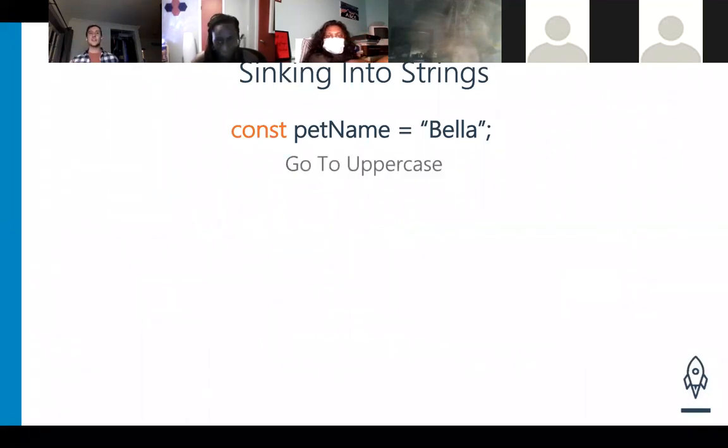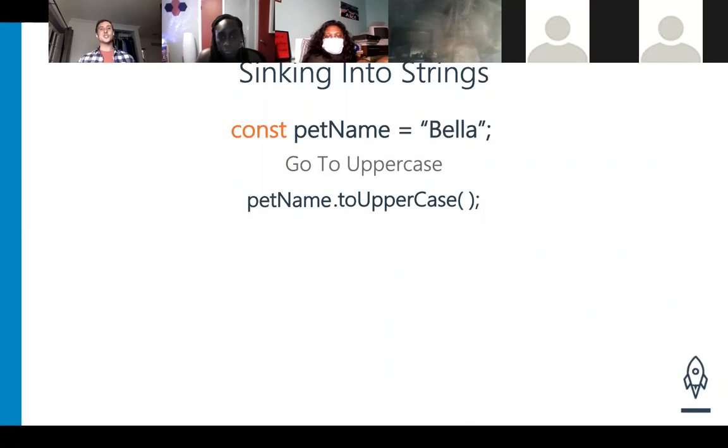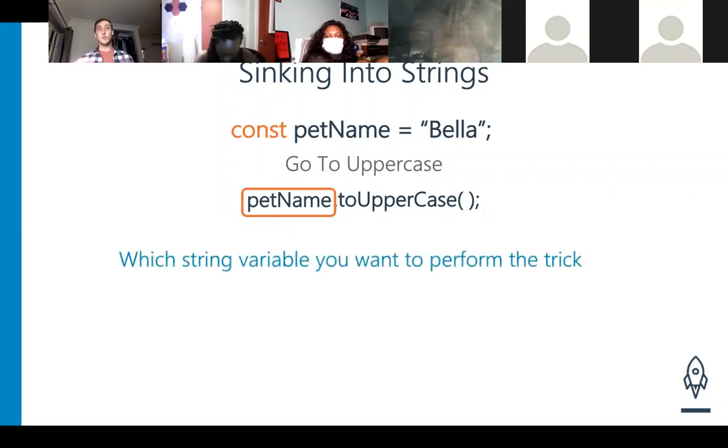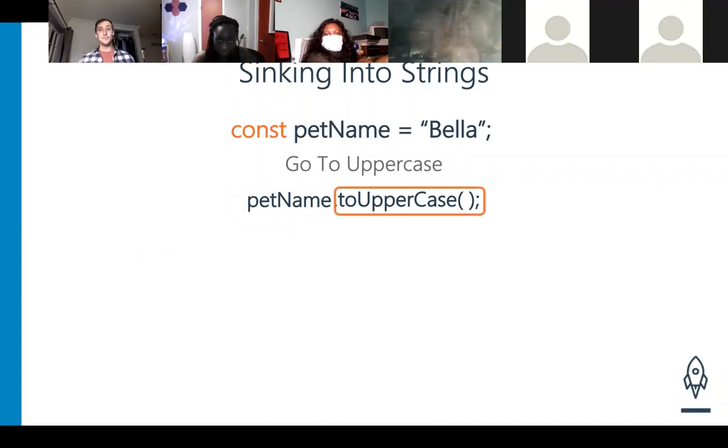What we do is we always have to declare our variable up there. So we say const petName equals Bella. Awesome. But let's now ask it to do a trick. We call the petName variable, as always, because we want to do something with it. And we tell it to do its trick by saying dot toUpperCase. So we have the variable you want to perform the trick on, and then the trick's name, toUpperCase, with those open and closing parentheses, which are extremely important.